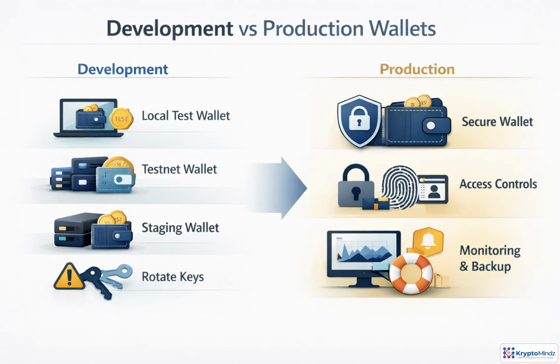Wallet practices should mature with the environment. In development, assume keys may be exposed. Use local and testnet wallets, keep balances tiny, and separate staging from experiments. If a key appears in logs, repositories, or shared tools, rotate it immediately. Production is different. Before agents can move real assets, require hardened wallets, access controls, monitoring, backups, and a clear recovery path. Every step toward mainnet is a step up in accountability.